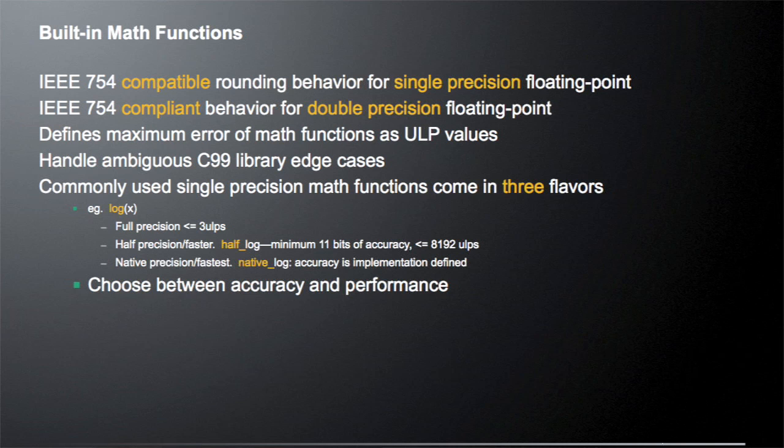So there are different flavors of all the math functions. Let's say we want to do the log function. There's a full precision, which has better than three ulps. There's a half precision, which is faster, and you have a minimum of 11 bits of accuracy. But again, you're giving up accuracy for the possibility of going faster. And finally, you can do a native function. So you could call the function log, you could call half_log, or you could call native_log.